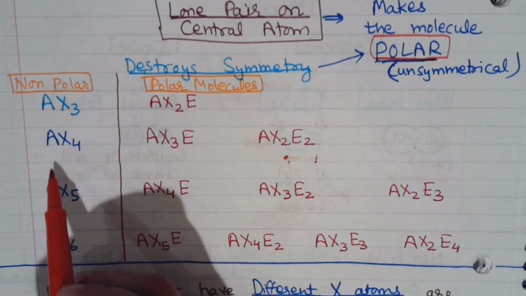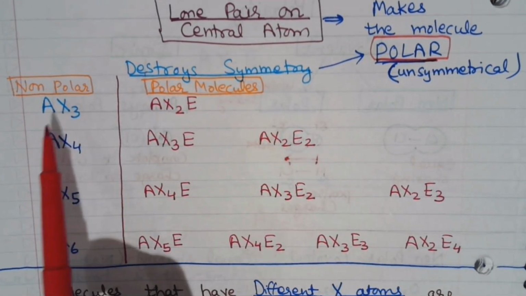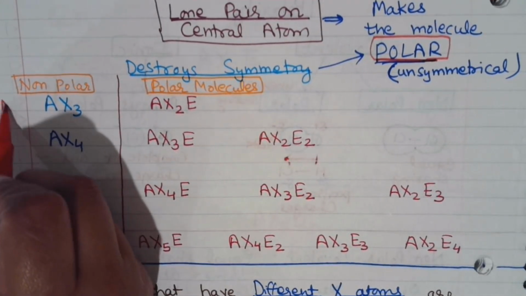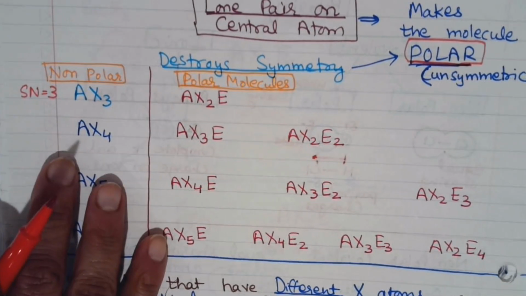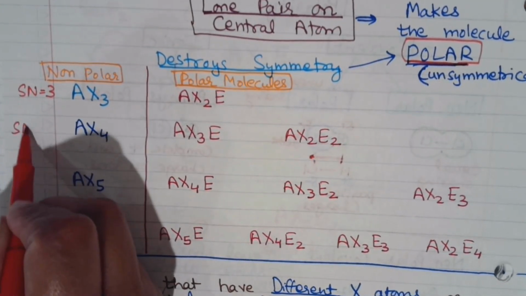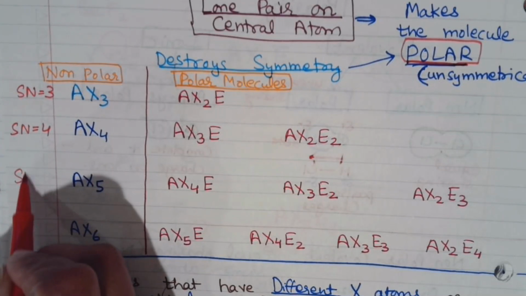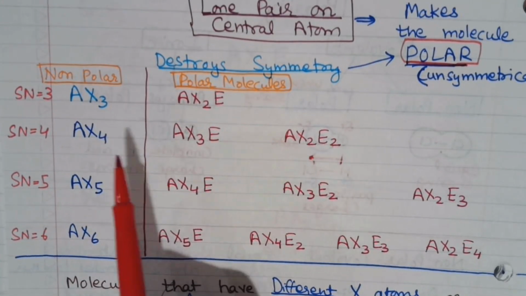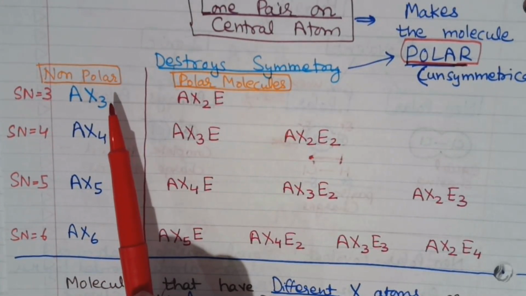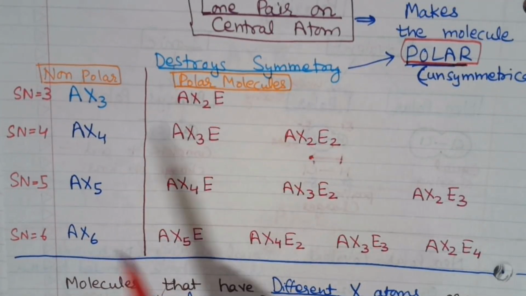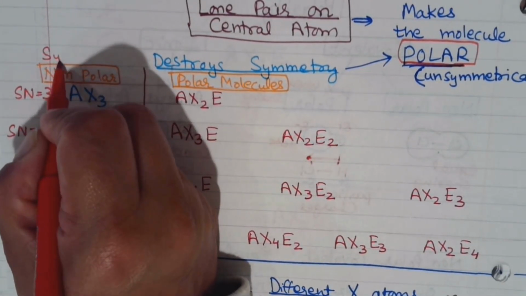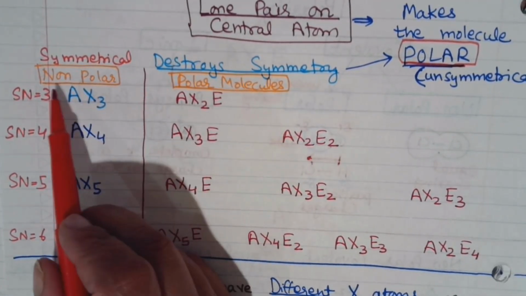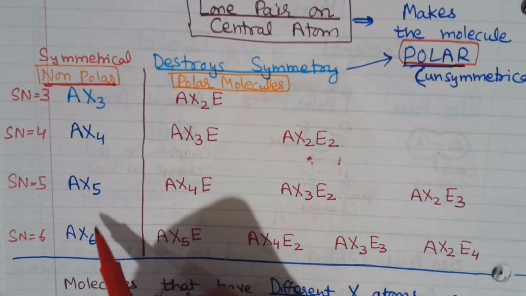So all these shapes, when the AXE formula does not have an E in it, right? So this is steric number 3. This is steric number 4. This is steric number 5. This is steric number 6. All these shapes do not have any lone pairs on the central atom. So they are always symmetrical, and hence they are always non-polar, right? So you have to memorize that.